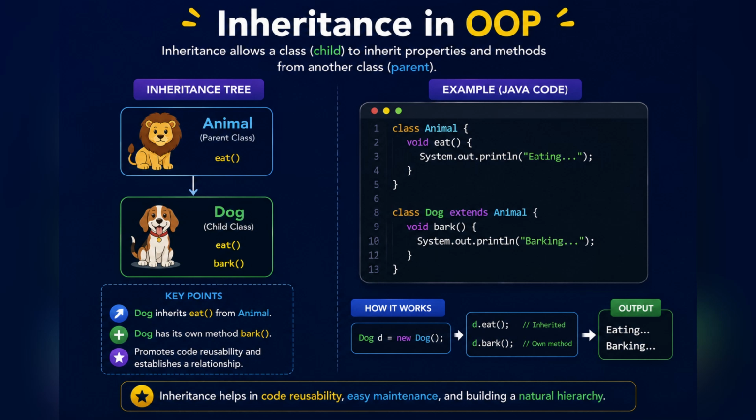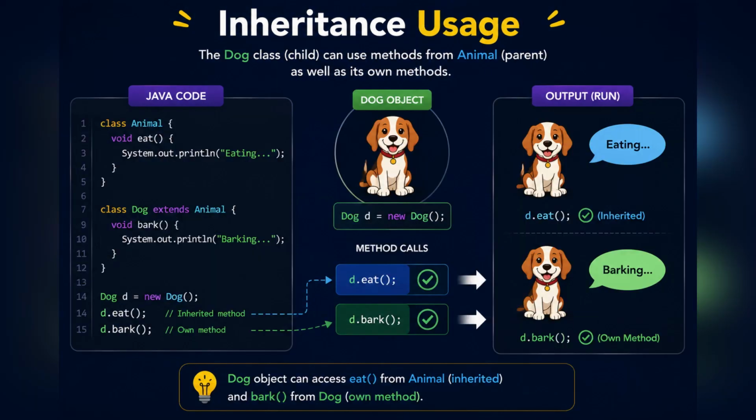Next, we have inheritance. On the screen, you see a hierarchy. Animal gives Dog. Inheritance allows a class to reuse the properties of another class. Think of it as a relationship. Dog is an Animal. Instead of rewriting code, we reuse it. Now look at the Dog object. It can 1. Use eat from Animal. 2. Use bark from Dog. This demonstrates code reuse in action. It also helps in building structured and hierarchical programs.